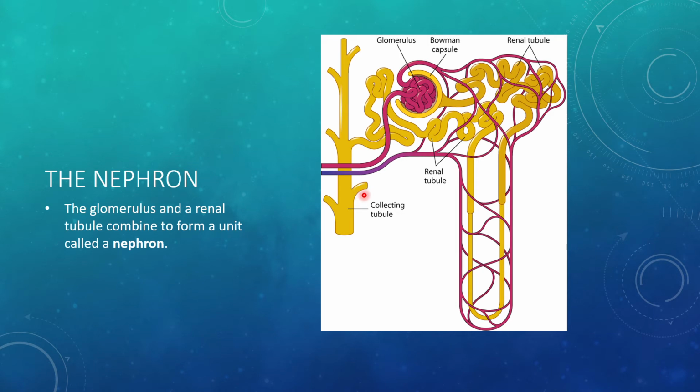The nephrons, the functional unit of the kidney. You have approximately 1 million nephrons per kidney. This whole structure is the nephron. So let's describe the process here.